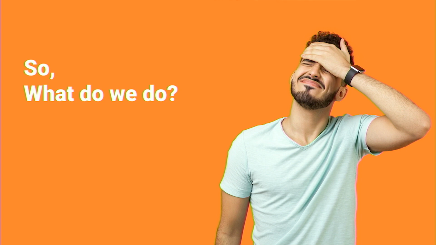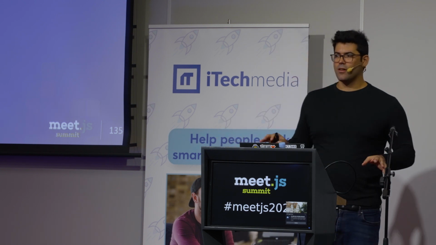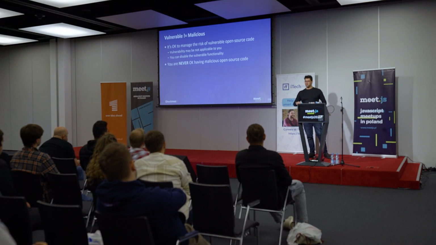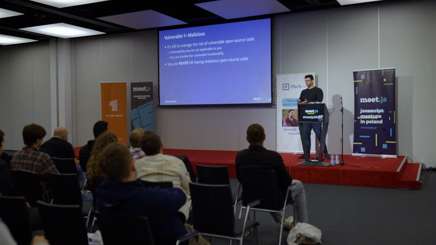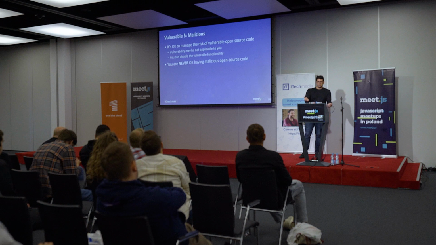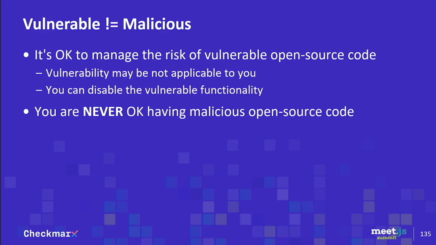What do we do? There are a lot of risks in open source. We need to understand that vulnerabilities are not malicious. It's okay to have some vulnerabilities because they are not applied to your projects, but it's never okay to have malicious dependencies. You need to get rid of them as soon as possible.